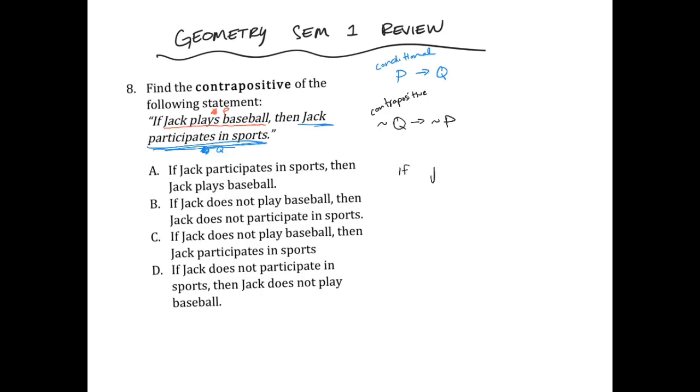So if Jack does not participate. All right, now we're going to use the opposite of what we had as the hypothesis. So if Jack does not participate in sports, then he does not play baseball. So not only did I flip the statement around, but I also negated it using the words not.